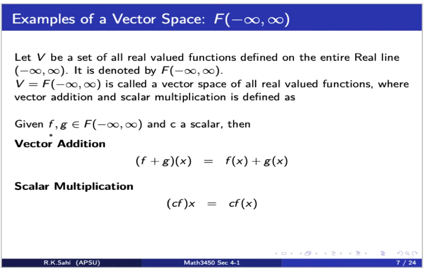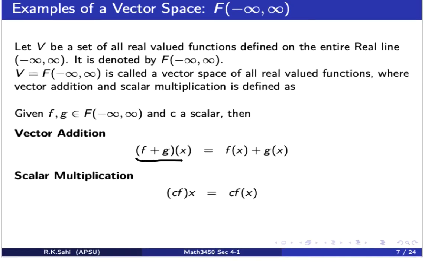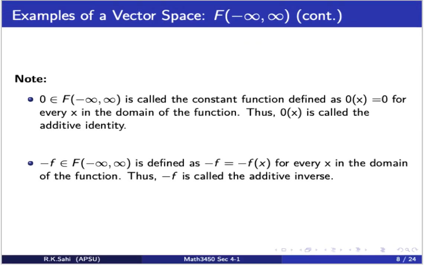So we're given two elements, f and g, in this set of real valued functions, and a scalar. When we are adding two functions, f plus g of x, this is how it is depicted. It's basically you're adding every element, f of x plus g of x. A scalar multiplication is c times f of x, c f of x. Okay. Let's look at some very important concepts here in this vector space of real valued functions.